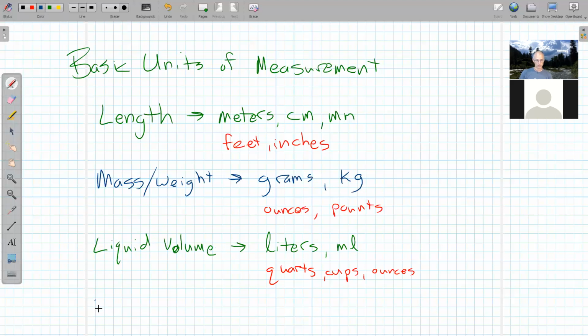And then temperature. The standard around the world for temperature is Celsius. But we in the United States tend to use Fahrenheit, which is not standard around the world. So we'll take a look at those two today.